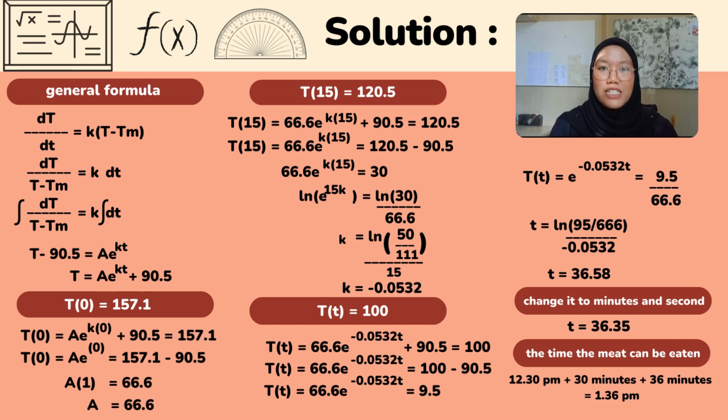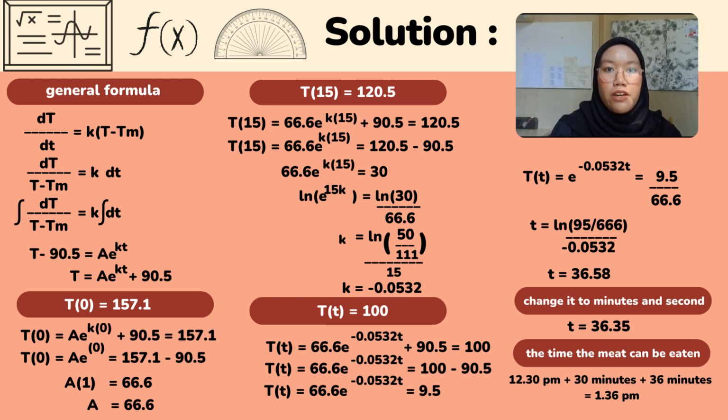Next, other information that we have is after 50 minutes, the temperature is 120.5 Fahrenheit. And once again, we can interpret the information as T50 equals 120.5. Substitute lowercase t equal to 50 and the equation is equal to 120.5. Therefore, we can get k equal to negative 0.0532. The k value is negative because the temperature is getting lower.